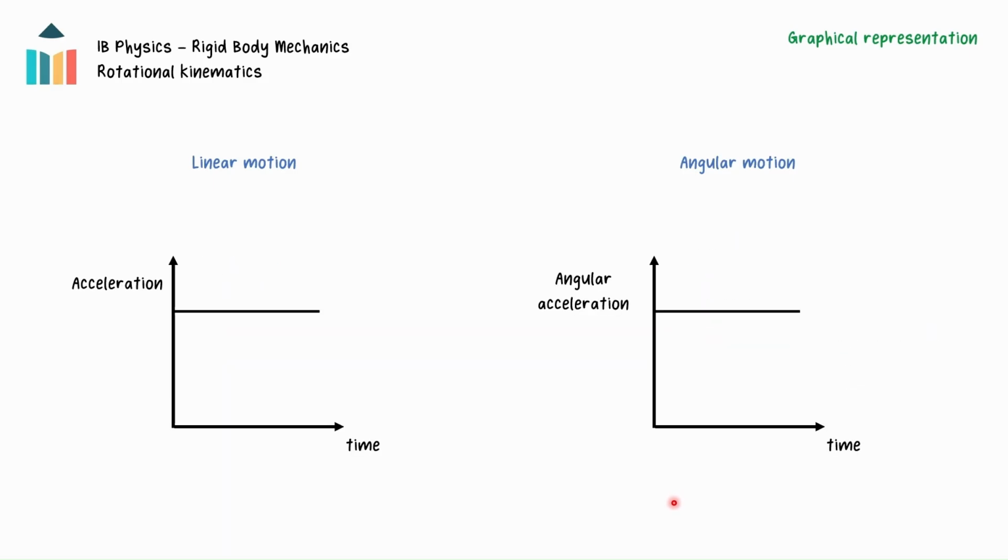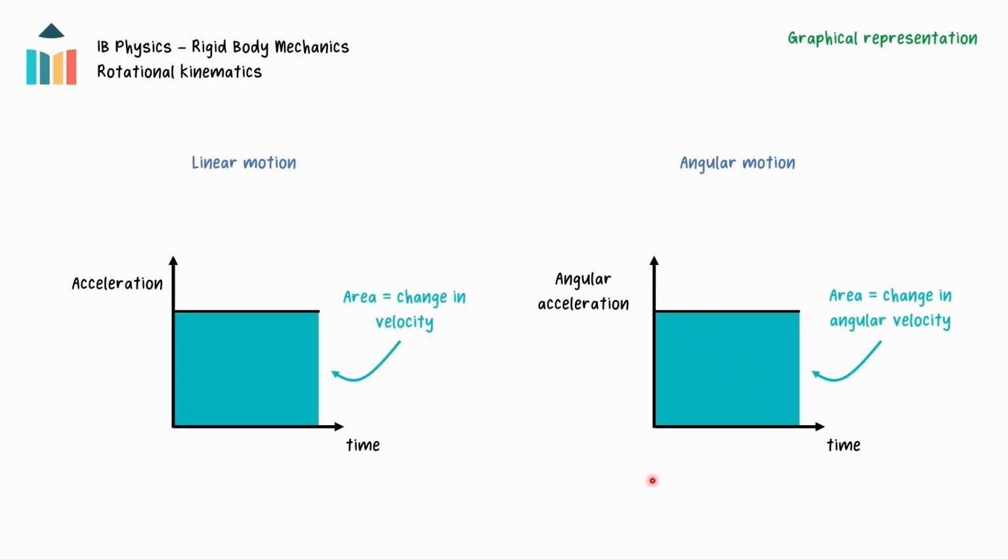Now let's compare the acceleration time graphs. On the left is the graph for linear motion. The area under the graph represents change in velocity. On the right is the angular version. Here, the area under the graph represents change in angular velocity.